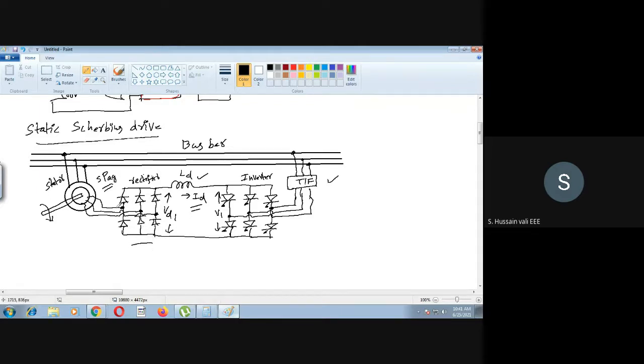What is the purpose of the rectifier? You convert the slip power, that is AC, into DC. What is the purpose of the inductor? It will maintain the current constant. What is the purpose of the inverter? It converts this DC to AC. Then this AC will be connected to the bus bar through the transformer. Now, what is the purpose of the transformer here? It is the voltage level.